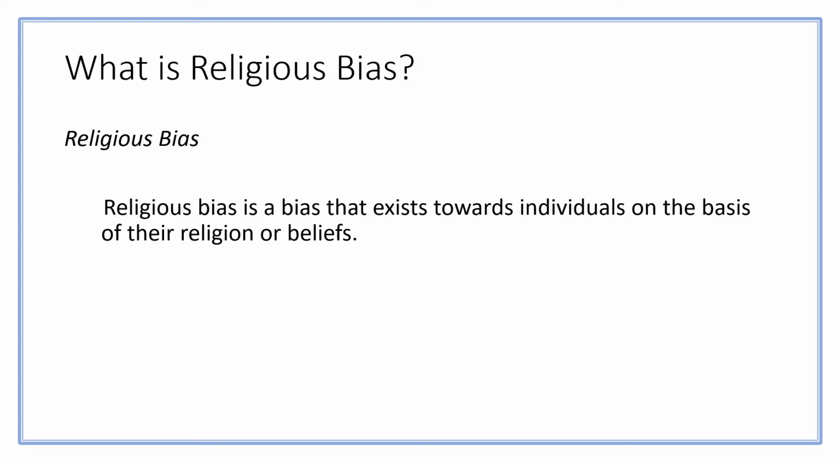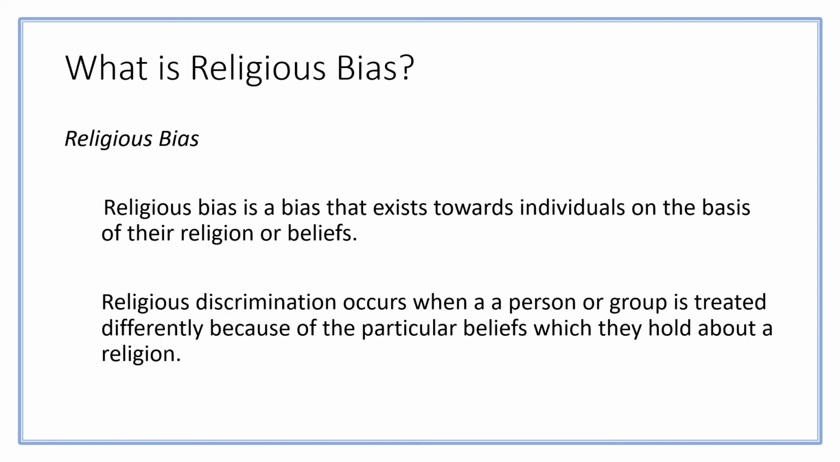What is religious bias? Religious bias is a bias that exists towards individuals on the basis of their religion or beliefs. Unfortunately, we have religious discrimination. Religious discrimination occurs when a person or group is treated differently because of the particular beliefs which they hold about a religion.